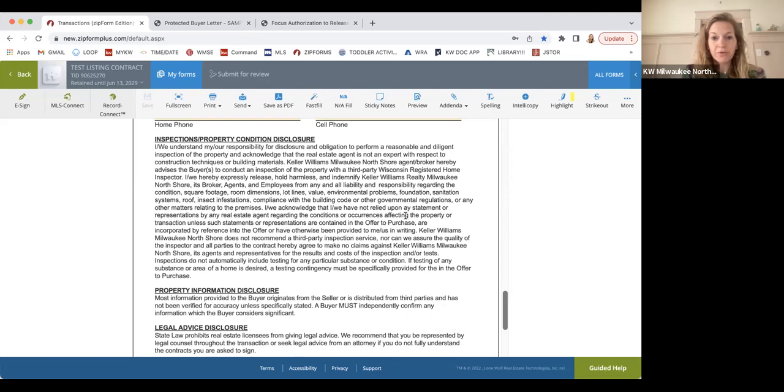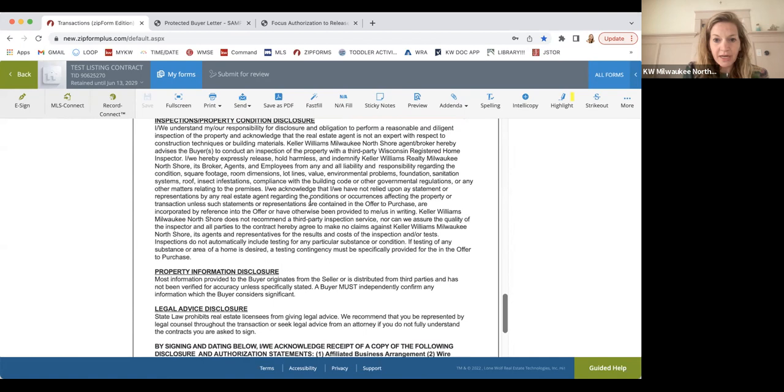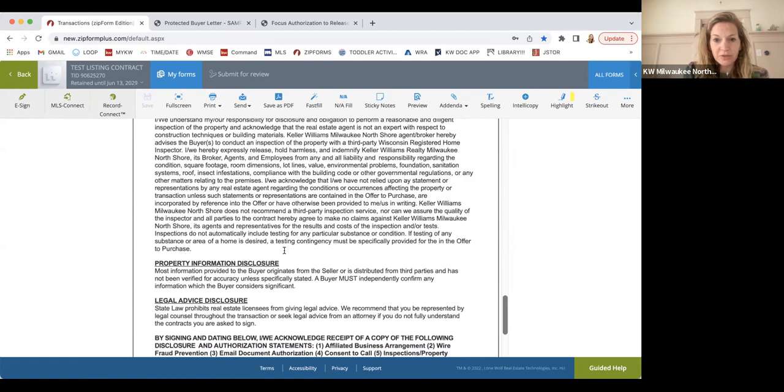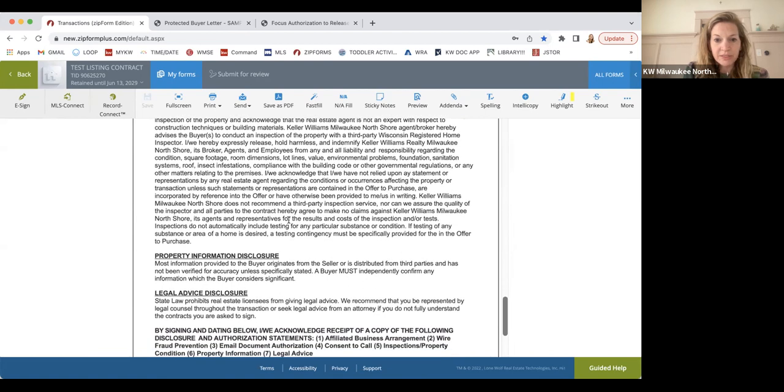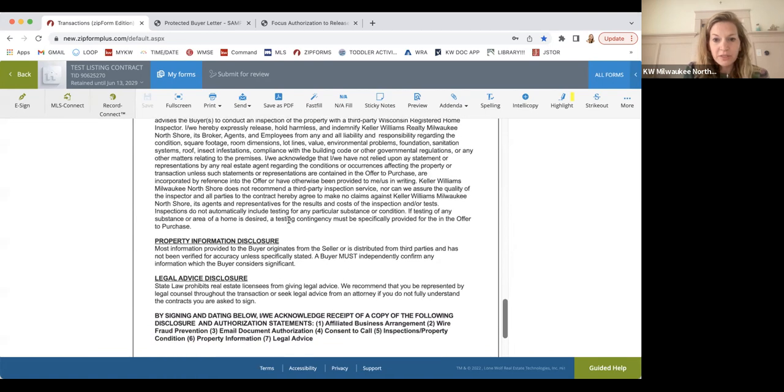We expressly release, hold harmless, and indemnify Keller Williams from any and all liability and responsibility regarding the condition, square footage, room dimensions, lot lines. We acknowledge that we have not relied upon any statement or representations by any real estate agent regarding the conditions or occurrences affecting the property or transaction unless such statements or representations are contained in the offer.